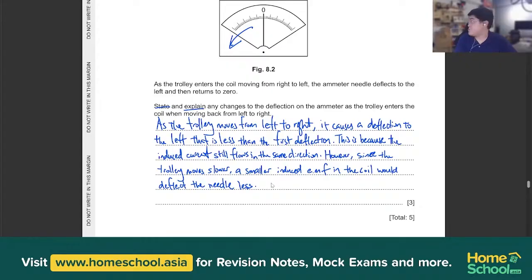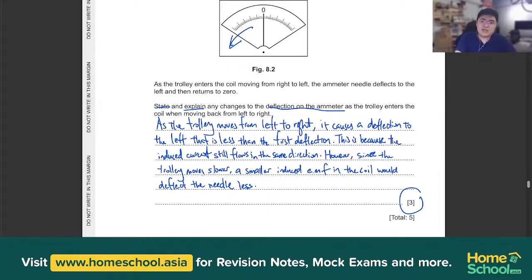All right. So far, so good. Okay. So basically, this 3-mark question can be split into 3 parts. We first need to state what will happen to the deflection of the ammeter. So the first part is it will cause a deflection to the left. Basically, the direction is the same, but the amount it deflects is less than the first deflection. This is the first mark. The second mark is to explain why it still deflects to the left. This is because the induced current still flows in the same direction, and thus it still deflects towards the left.